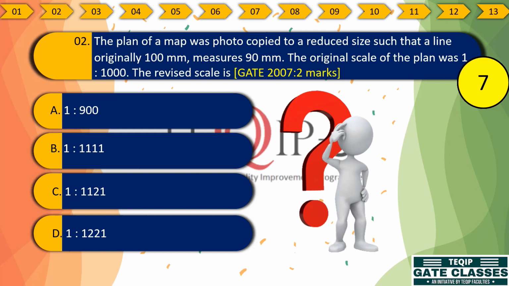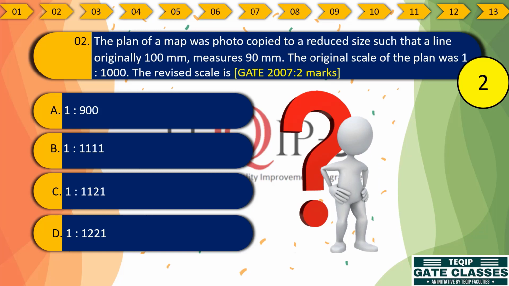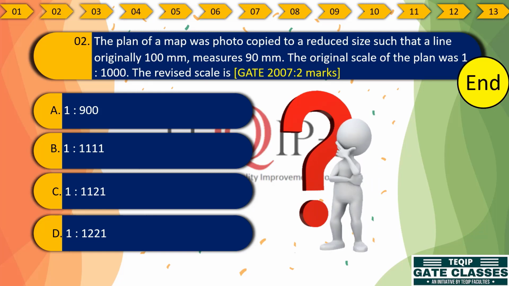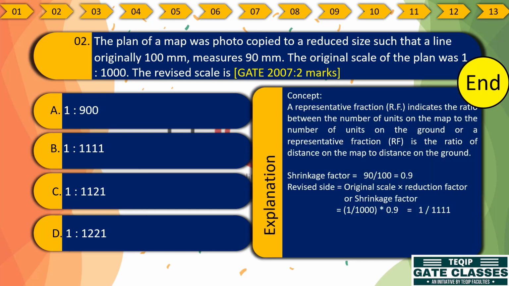Time is running. I will give you 10 more seconds because this is a subjective type question. Okay, so we come to the solution part. Here one concept is there. What is representative fraction? It is the ratio between the number of units on the map to the number of units on the ground, or it can also be explained as the ratio of distance on the map to the distance on the ground.